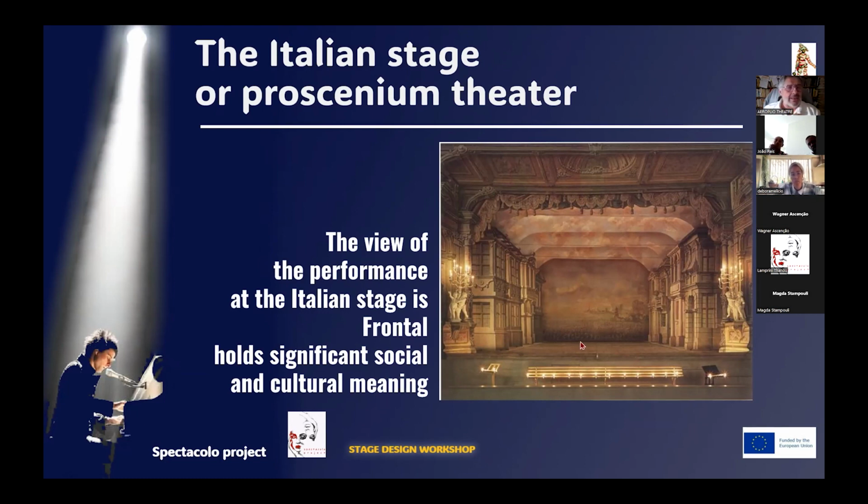And you will see in a while a scenery where there is just a door, which is only 1.5 meters. It's impossible for somebody to pass through 1.5 meters. Let's go forward. The seating arrangement in traditional Italian theaters, like the frontal orientation of the stage, holds significant social and cultural meaning, contributing to the overall theatrical experience.